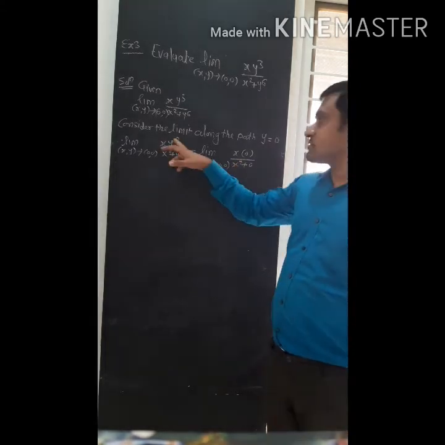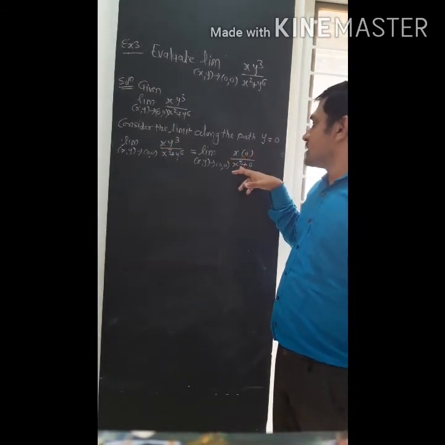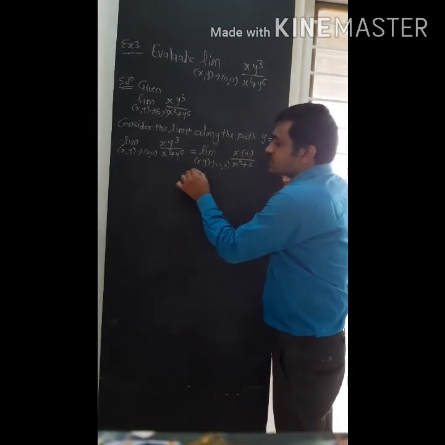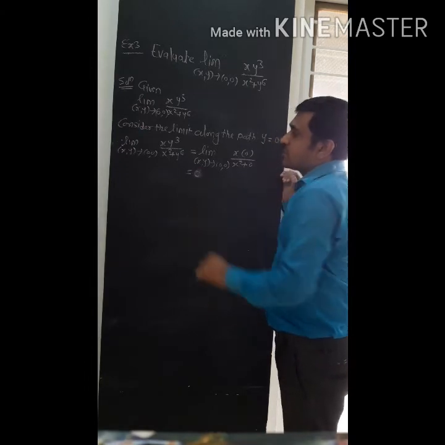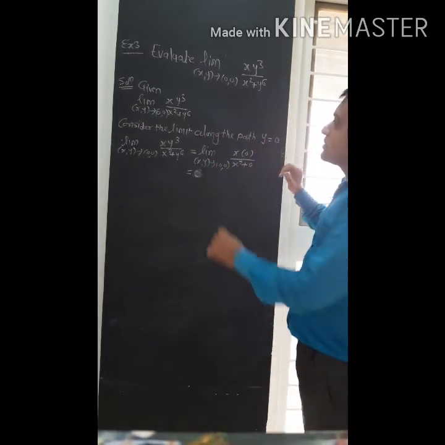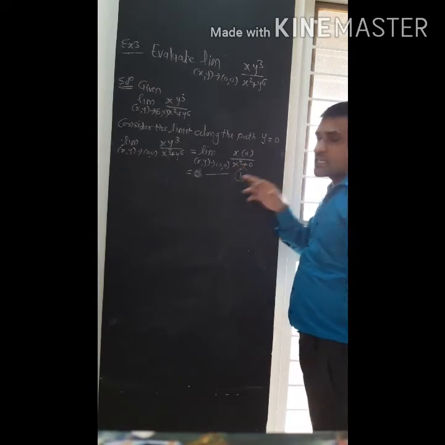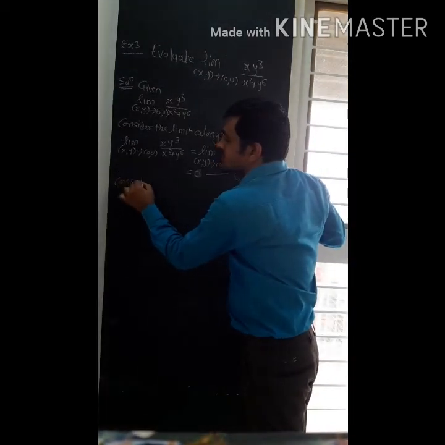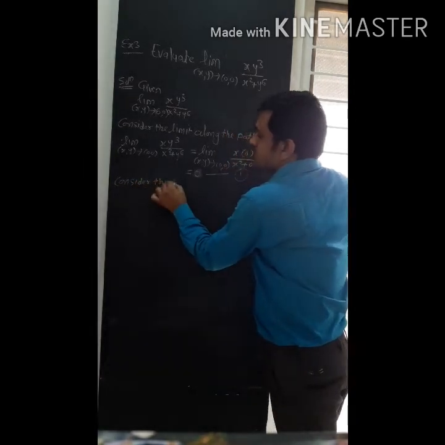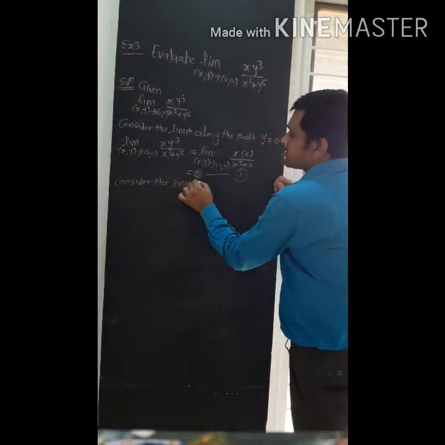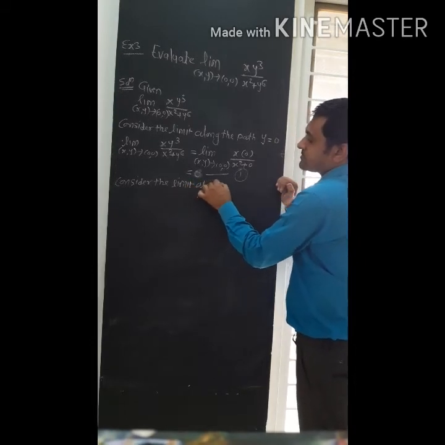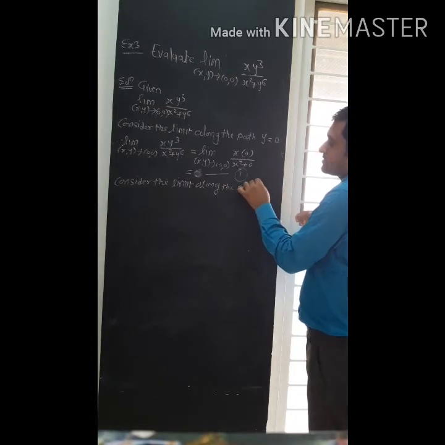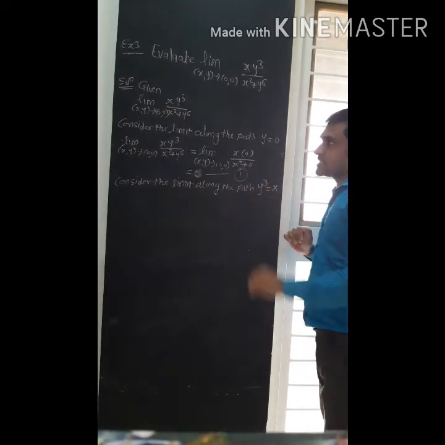Here if we put y is equal to 0, then the numerator is 0 and in the denominator it is x square. So since the numerator is 0, this limit is 0. Hence along the path y is equal to 0, the value of the limit is nothing but 0. Now consider the limit along the path y cube is equal to x.